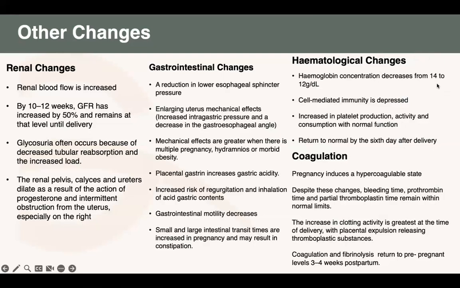In hematological changes, due to hemodilution from an increase in plasma of more than 50%, your Hb can drop from 14 to 12. But it is also noted that these patients have hypercoagulability, although most of the coagulation indices stay within reasonably normal ranges. Next slide.